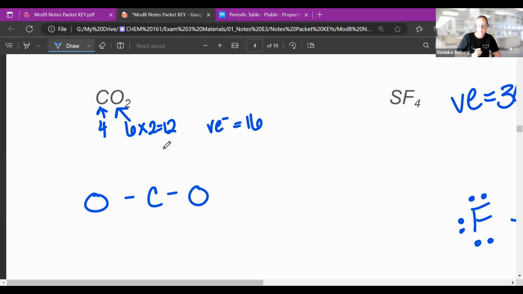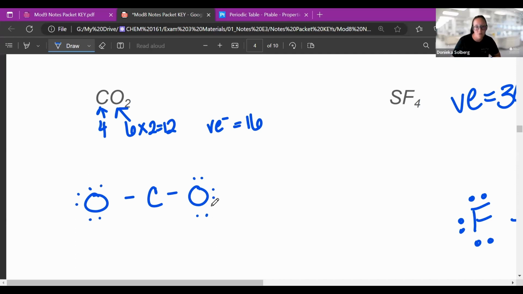Okay, so now I highly recommend doing these in pencil because sometimes you're going to have to change them. So I'm going to follow my rules. I have my skeletal, and I'm going to fill up my oxygens because they're on the outside. And then if I have any extra, I put them on the carbon. So right now I have 2, 4, 6, 8, 10, 12, 14, 16. All right, I got all my electrons. I don't have any to put on the middle. Now I need to check my octets.